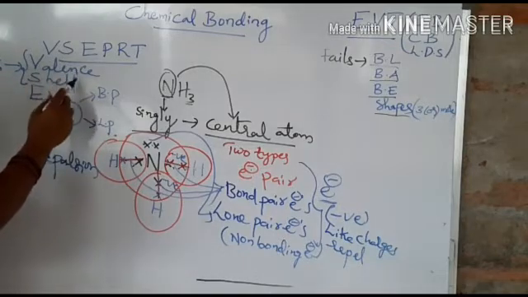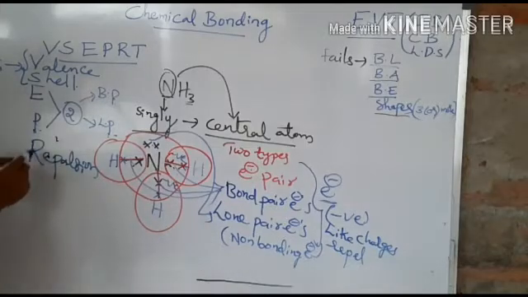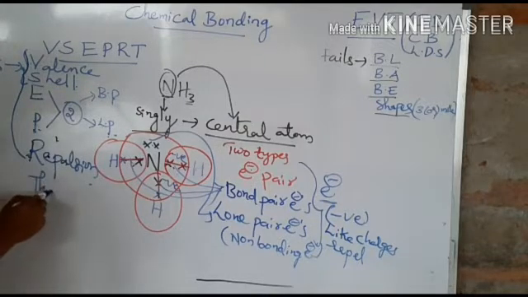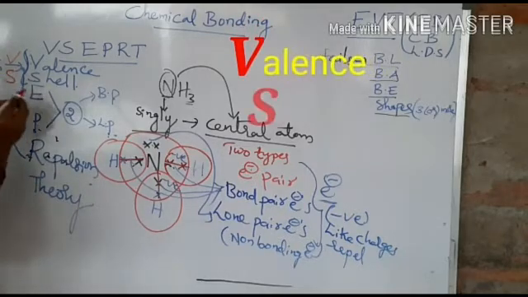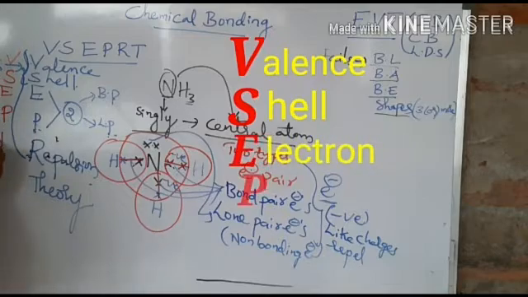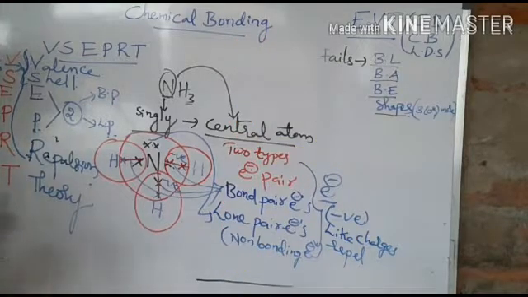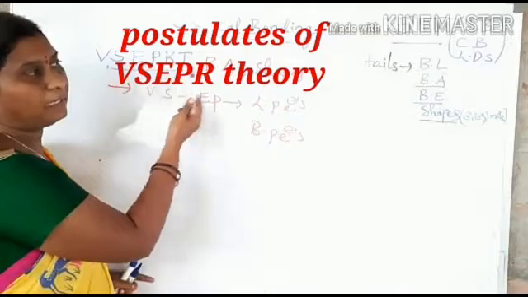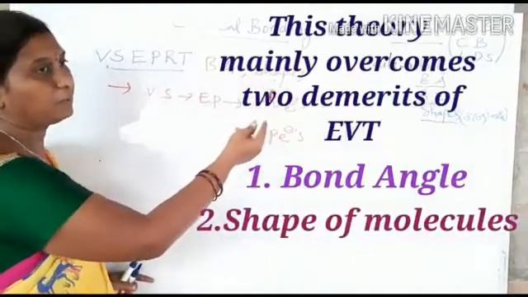So in the Lewis dot symbol, valence shell electrons are present. These electrons are present as pairs, so these electron pairs undergo repulsions. So in order to study these repulsions, we will explain a theory called valence shell electron pair repulsion theory, VSEPR theory. Okay, this is the introduction of VSEPR theory. So what VSEPR theory says, you have to know now. VSEPR theory mainly overcomes the two demerits which are not explained by the electronic theory of valence: bond angle and shapes.